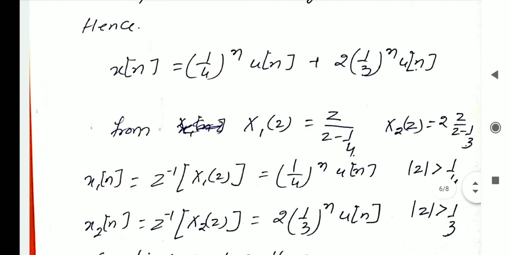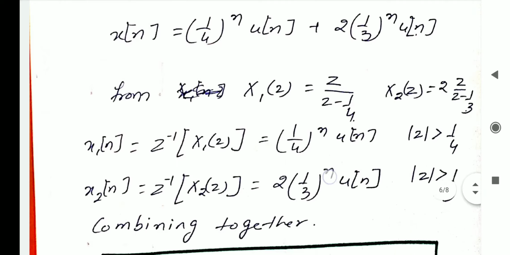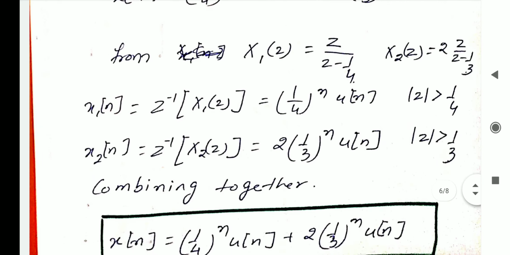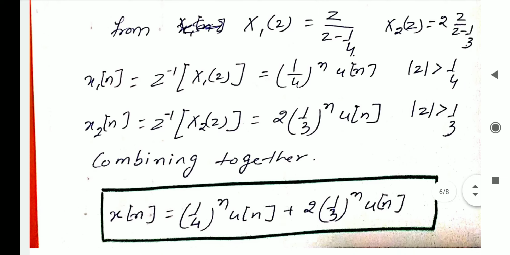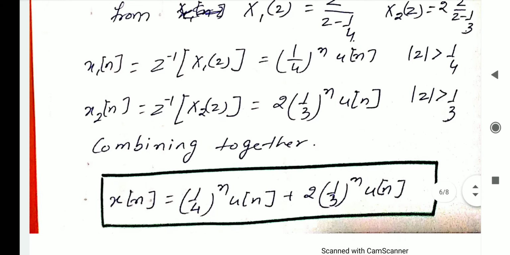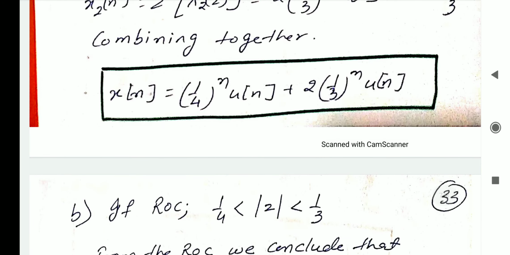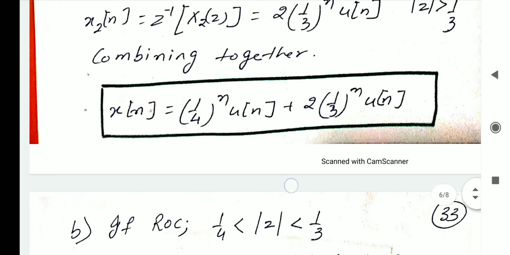Now X1(z) is z/(z minus 1/4), X2(z) is 2 times z/(z minus 1/3). So from X1(z) we can write x1(n) as (1/4)^n u(n), where mod of z will be greater than 1/4, and x2(n) will be the inverse z transform of X2(z), 2(1/3)^n u(n), where mod of z will be greater than 1/3. Now combining these two, our x(n) will be (1/4)^n u(n) plus 2 times (1/3)^n u(n). This is the sequence for the ROC which is given to us.